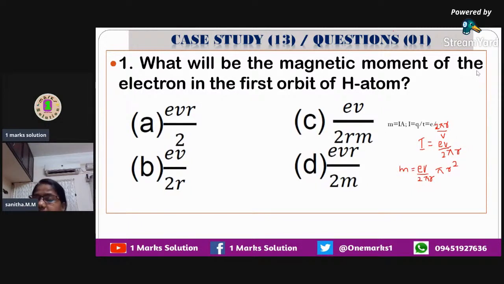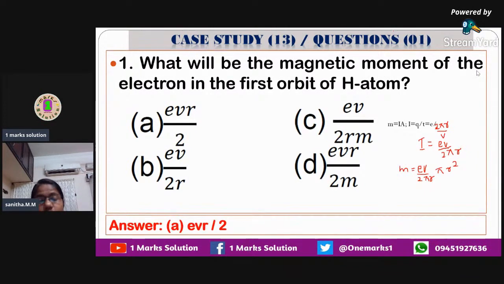Then what is the magnetic dipole moment? M is equal to I into A. What is I? EV divided by 2 pi R. What is the area of a circle? pi r squared. So EV divided by 2 pi R into pi r squared. We can cancel pi and pi, and one r. What is remaining there? EVR divided by 2. That is the equation for the magnetic dipole moment of the electron in the first orbit of the hydrogen atom. You can see that EVR by 2. That is the correct answer, option A.